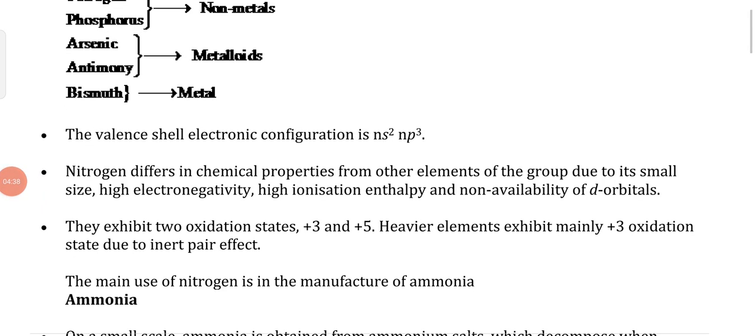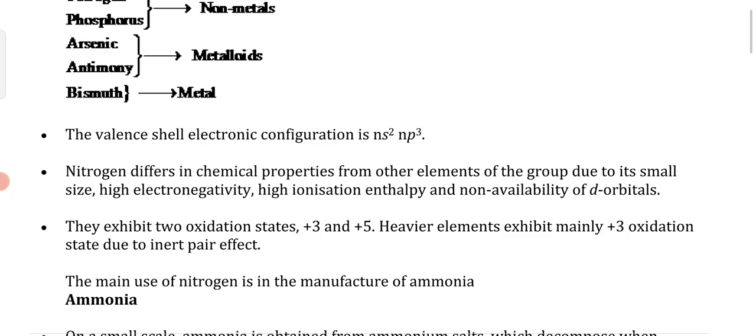So now, the +3 oxidation state sometimes arises due to the inert pair effect, that is the poor shielding effect of d and f orbitals, when d and f orbitals are present. At that time, what will be the effect? The nuclear force of attraction between the electron and the nucleus increases. So if it wants to release the electron, it will require more energy. So due to this inert pair effect also, the +3 oxidation state may be exhibited by these elements.